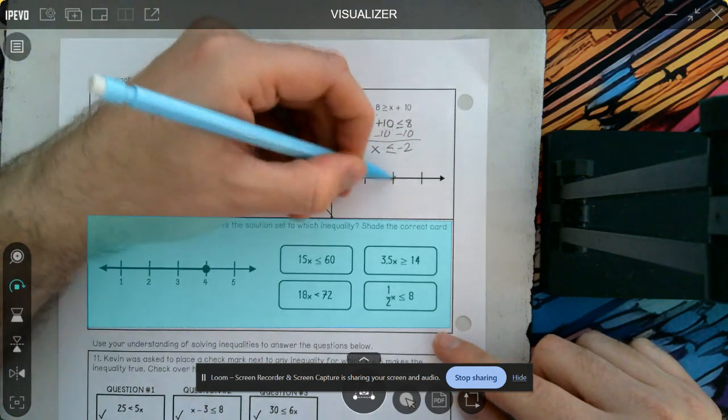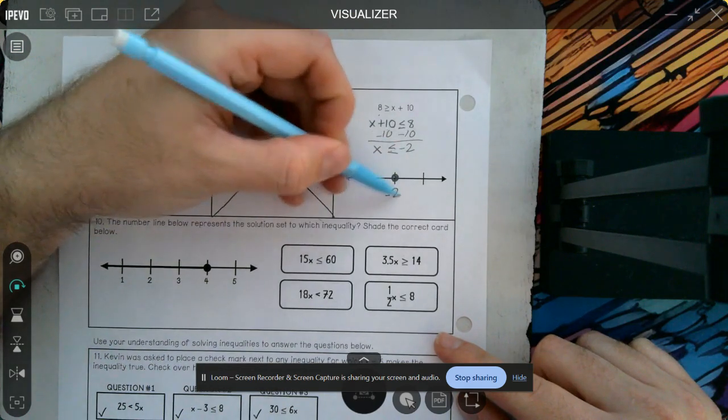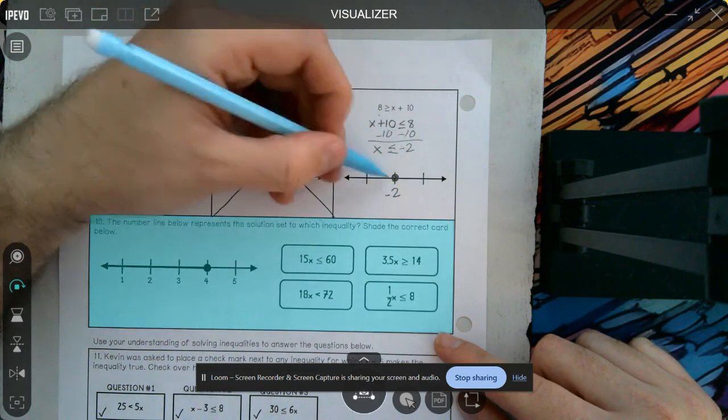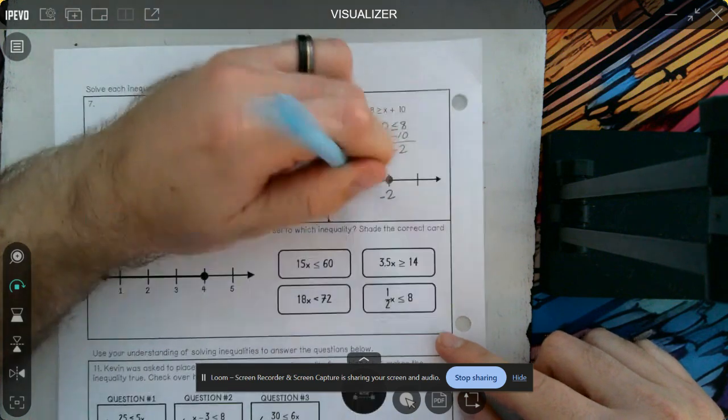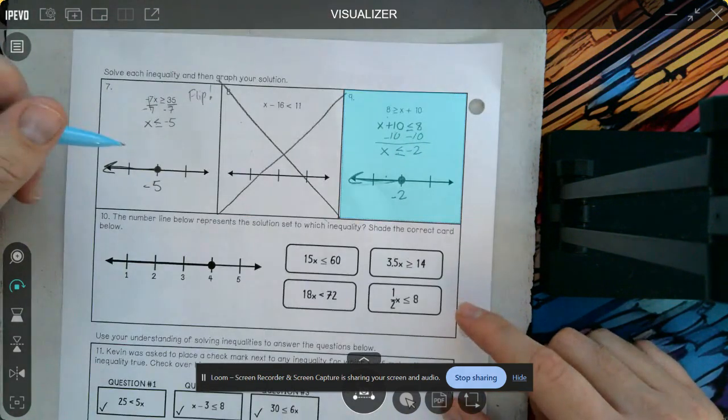Open or closed circle? Because it's or equal to, it's closed. Negative 2 goes in the middle, and it's pointing to the left. So any value that is less than or equal to negative 2 is a solution.